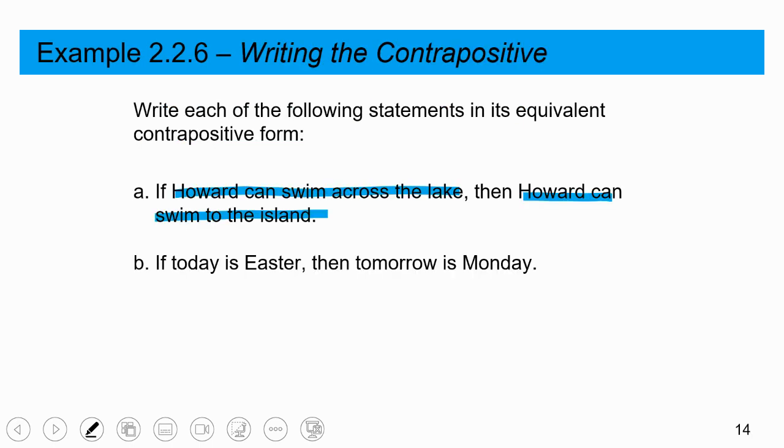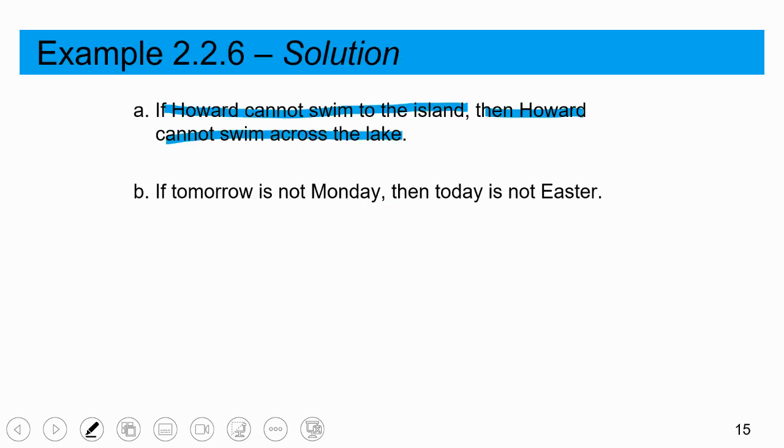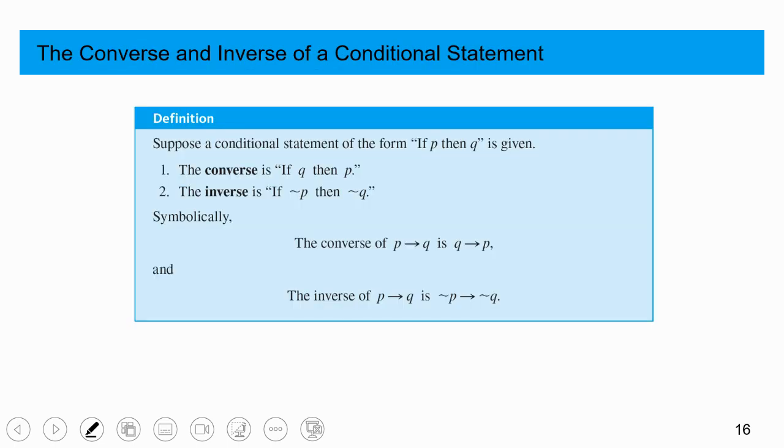All right, let's look at this second example. If today is Easter, then tomorrow is Monday. So we're going to start with: if tomorrow is not Monday, then today is not Easter. There we go. So that's the contrapositive.